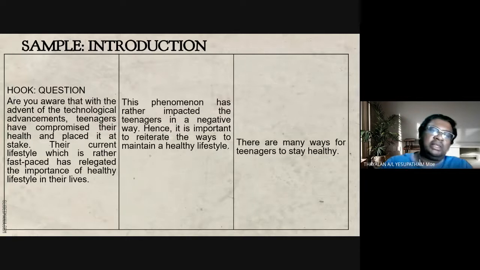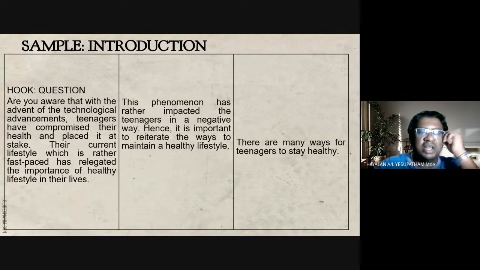Okay, and the method that I've used here for introduction is a question. Are you aware that with the advent of the technological advancements, teenagers have compromised their health and placed it at stake? Their current lifestyle, which is rather fast-paced, has relegated the importance of healthy lifestyle in their lives.